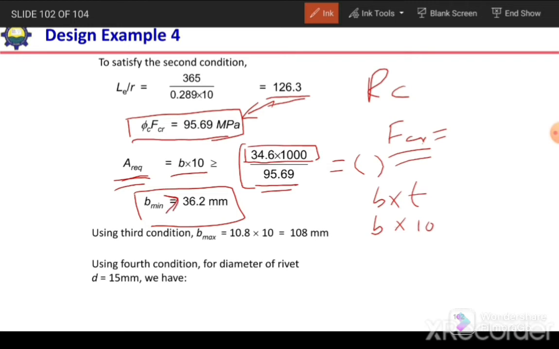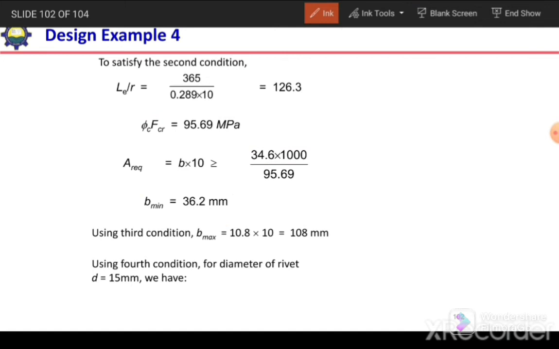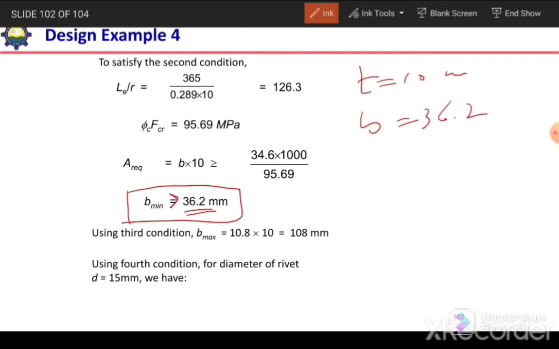So from this criteria, that area selected should be more than area required, we can find out the value of B, and we can term it as B minimum, or we can say B should be more than this value. Okay, so now we have T equal to 10 millimeter and B equal to 36.2 millimeter.